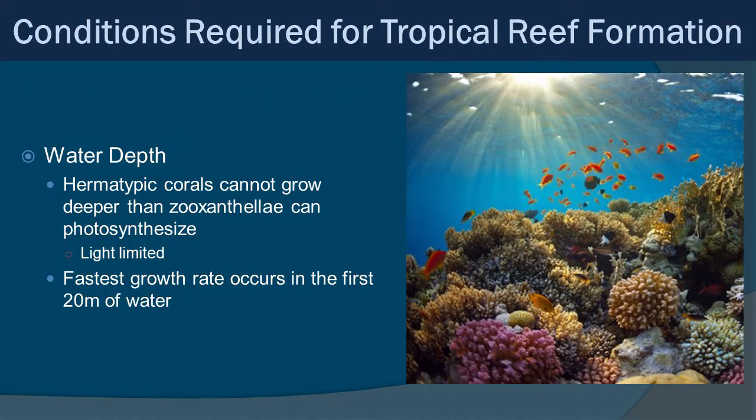This also might seem like a no-brainer, but water depth is a consideration because these reef-building corals need sunlight for that symbiotic relationship with zooxanthellae, right? If the zooxanthellae don't have access to sunlight, they're not going to be able to photosynthesize, and then you don't have the ball game. So the deeper you go, you lose light, and generally, hermatypic corals can't grow deeper than the zooxanthellae can photosynthesize. The fastest growth rate tends to occur in the first 20 meters of water depth.